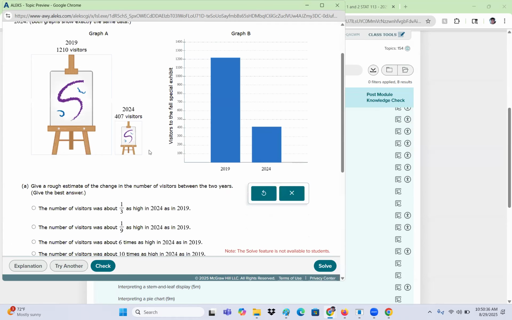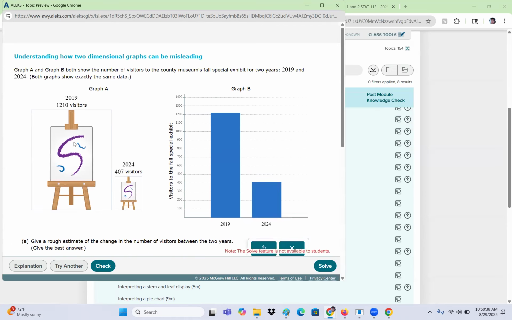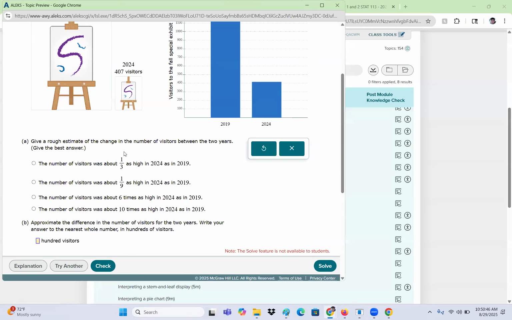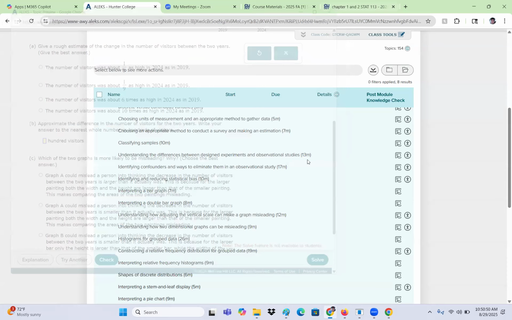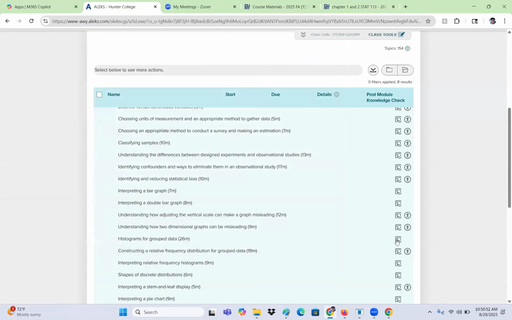So the same thing for that. We can literally check graph A and graph B when they have those two. Yeah, we can answer those questions. I wouldn't say that's a big problem for you guys.